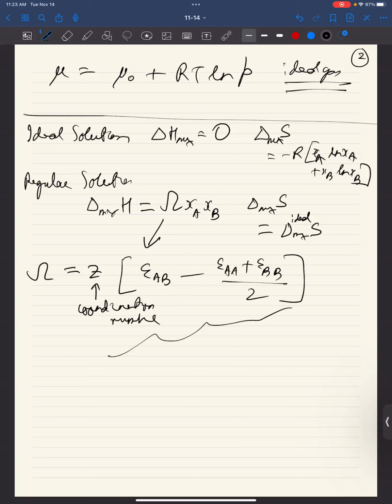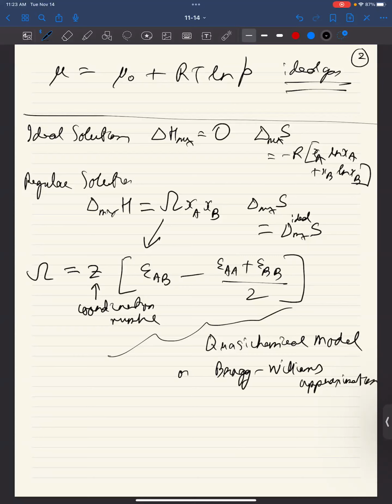So this model, this expression for omega, you can have a regular solution model where you just keep omega as a fitting constant, okay? You don't care about where it comes from. But this particular expression that I wrote for omega is known as the quasi-chemical model. It's also known as the Bragg-Williams approximation. Does anyone know the name of Bragg?